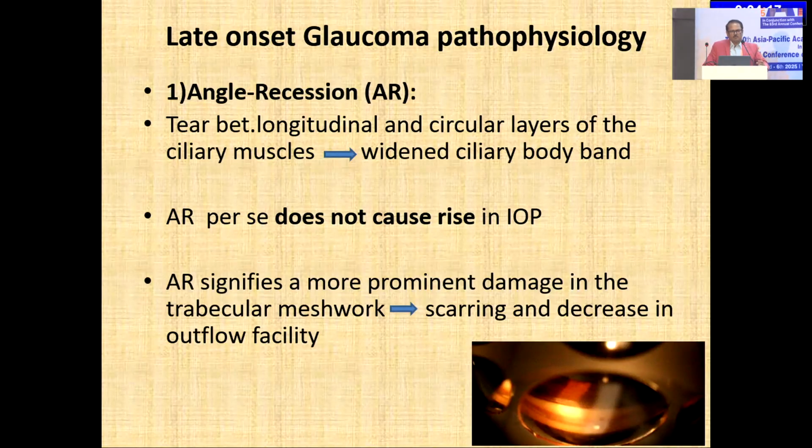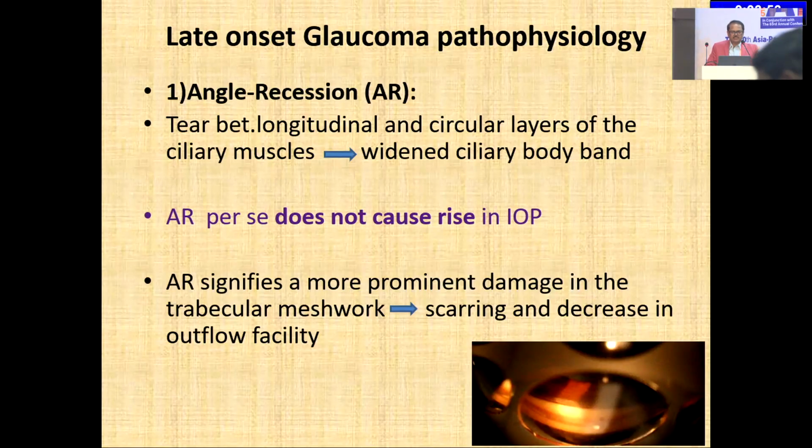The late onset glaucoma pathophysiology is the angle recession, which is very important. There is a tear between the longitudinal and circular layers of the ciliary muscles, which causes widening of the ciliary body band. So when you do the gonioscopy, you can see there is widening of the ciliary body band here. So that is a very telltale sign. You can detect this sign in a patient even years after years.